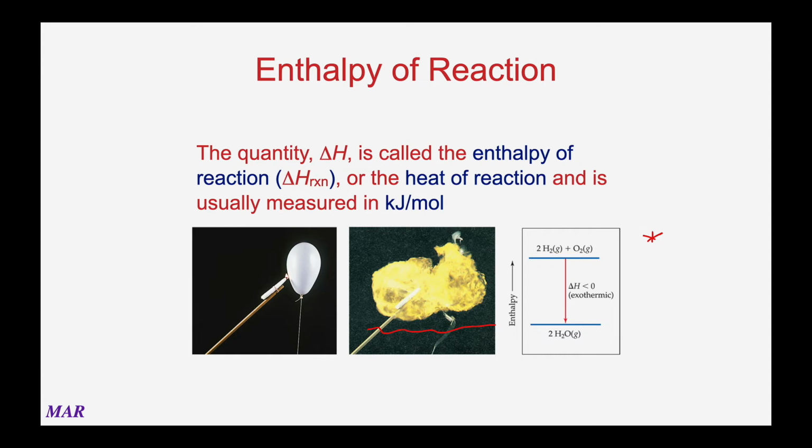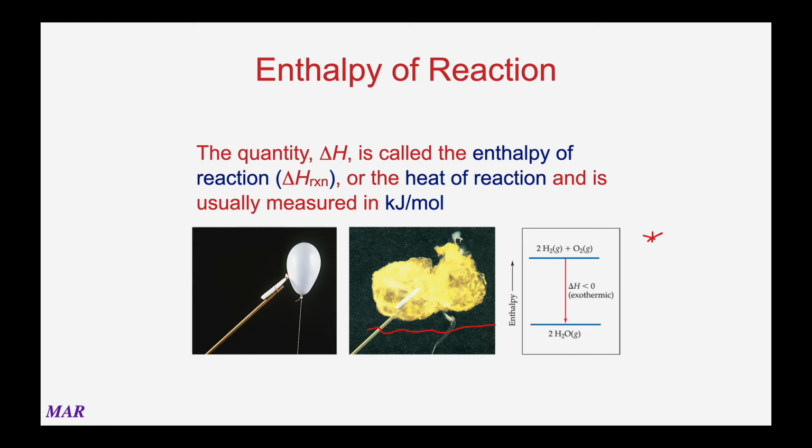This diagram shows how chemists think about this. Enthalpy is along the y-axis. Notice the reactants are at the top, the hydrogen and the oxygen, and water, the product, is at the bottom. So delta H here is going to be a negative number. The delta H is going down, which means it's an exothermic reaction. The energy went from the system to the surroundings and was released as energy to the surroundings.